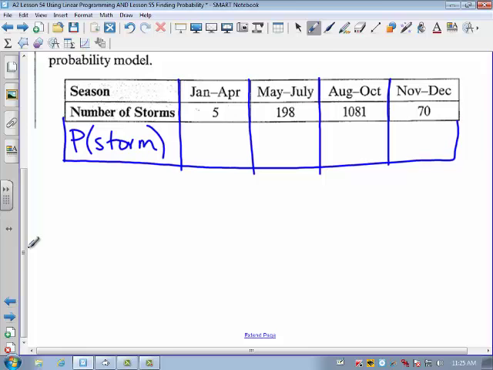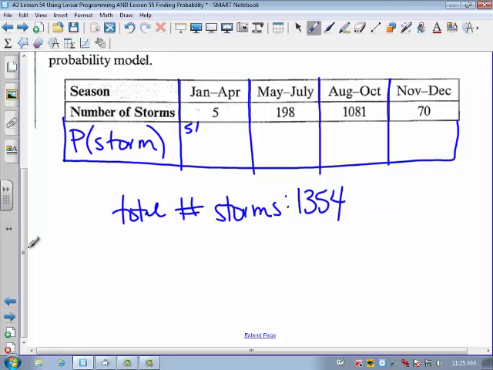So the total number of storms would be how many? How am I going to figure it out? Add them up. So what is it? Say it again. Okay. So to find the experimental probability, all I'm going to do is take the number divided by the total. So 5 over 1354, 198 over 1354, and so on.